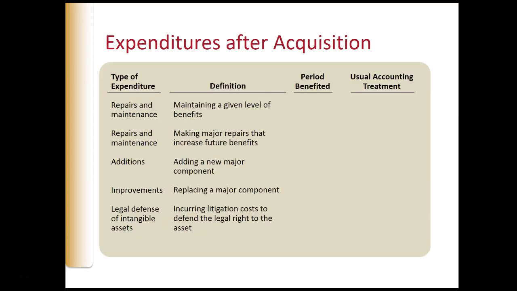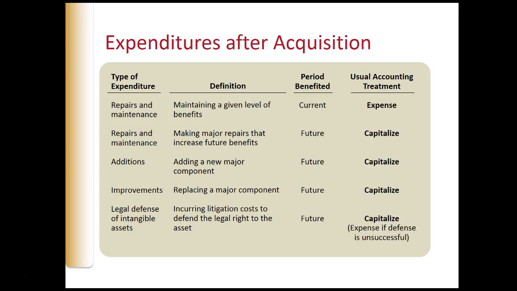This slide is going to provide a summary of expenditures after acquisition. Repairs and maintenance is the cost of an engine tune-up or the repair of an engine part for a delivery truck, which allows the truck to continue its productive activity. We expense repairs and maintenance expenditures like these in the period incurred because they maintain a given level of benefits.